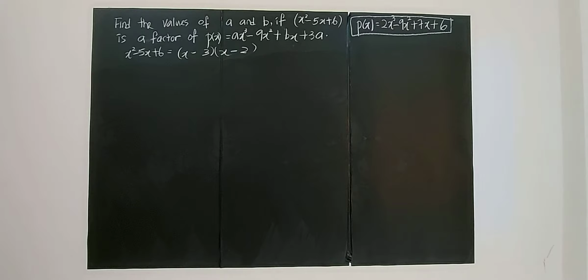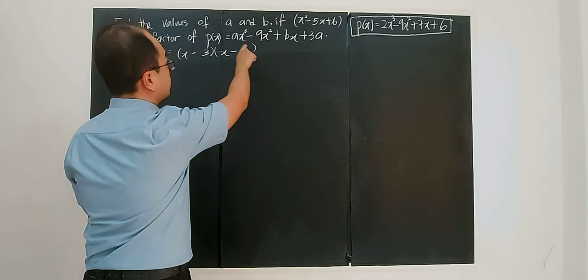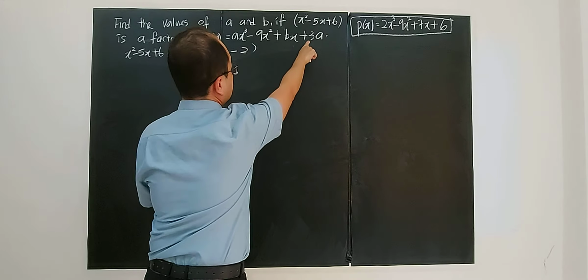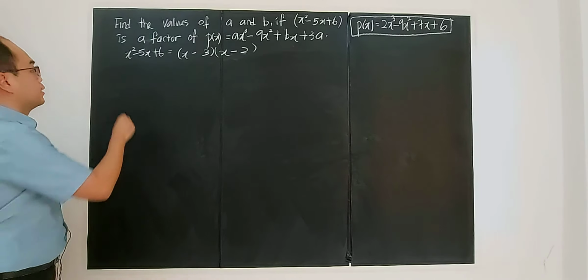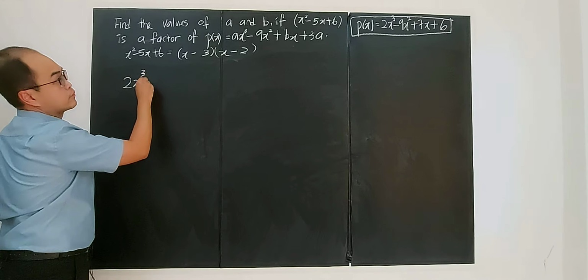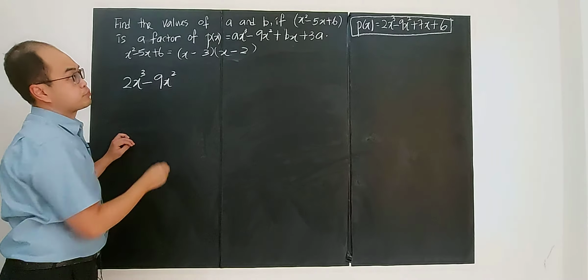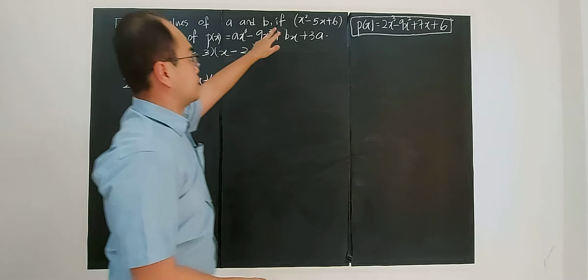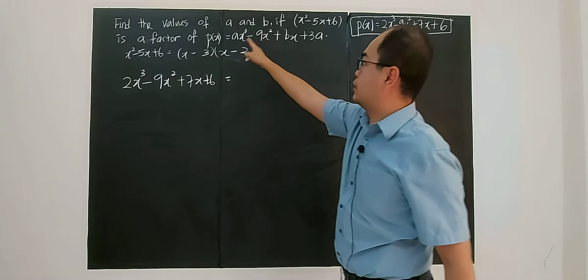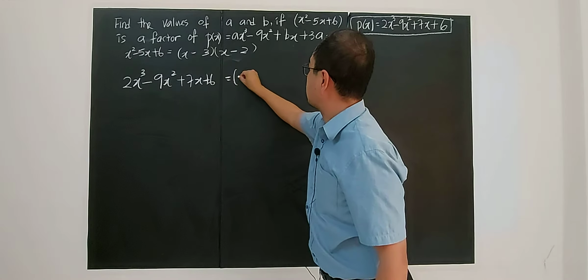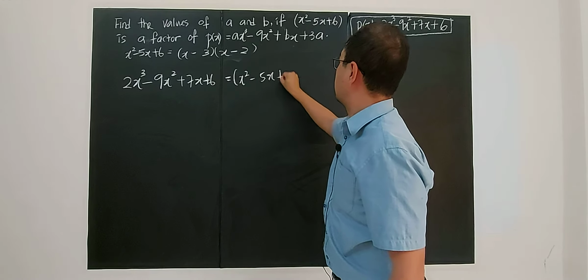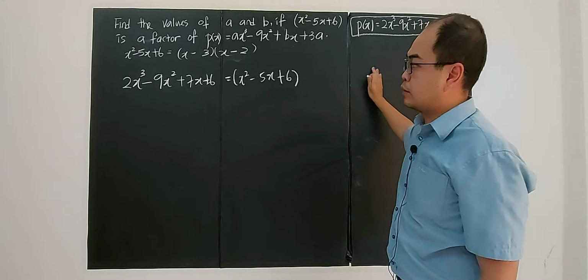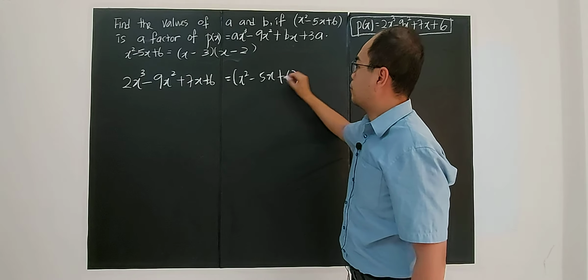Okay, so let's look at this. You have found the value of a and b, right? A is 2, b is 7, and 3 times 2 you have 6, right? So then you know that 2x to the power of 3 minus 9x to the power of 2 plus 7x plus 6 has a factor, right? This is a factor. If this is a factor of this polynomial, right? So then you know that if this is a factor, then you will have no remainder here, right?